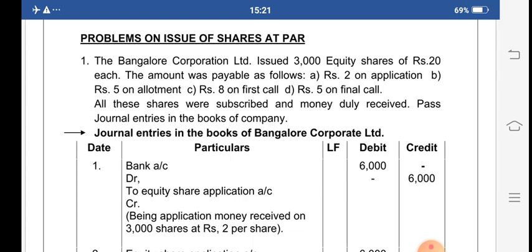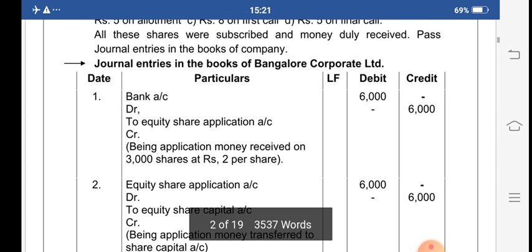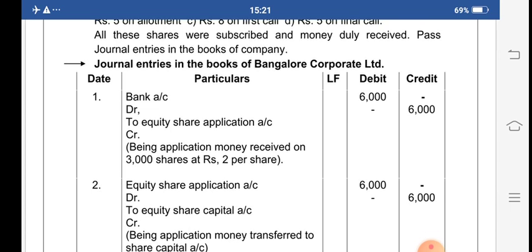Next, one more entry you have to pass related to this application. Equity share application account debit rupees 6000, to equity share capital account credit rupees 6000. Now write the narration: being application money transferred to share capital account. So this money is transferred to the share capital account. These two entries related to the applications are over. You have to add these entries to the six entries we discussed in the last lecture. These entries you have to learn by heart, and it will be easy for you.